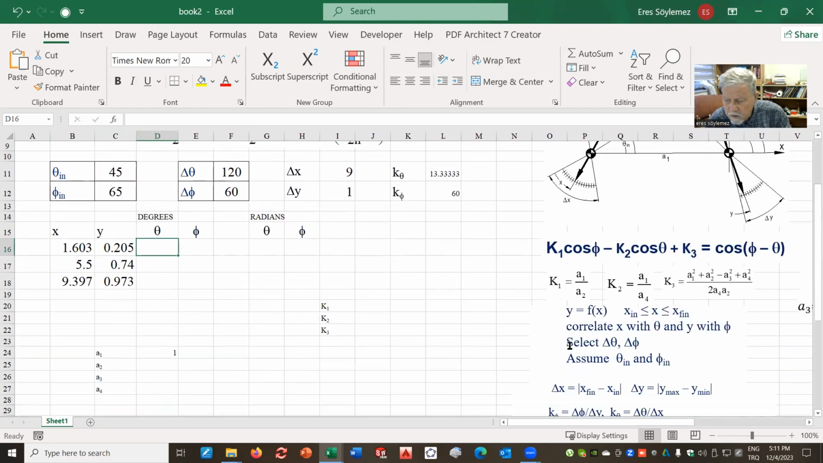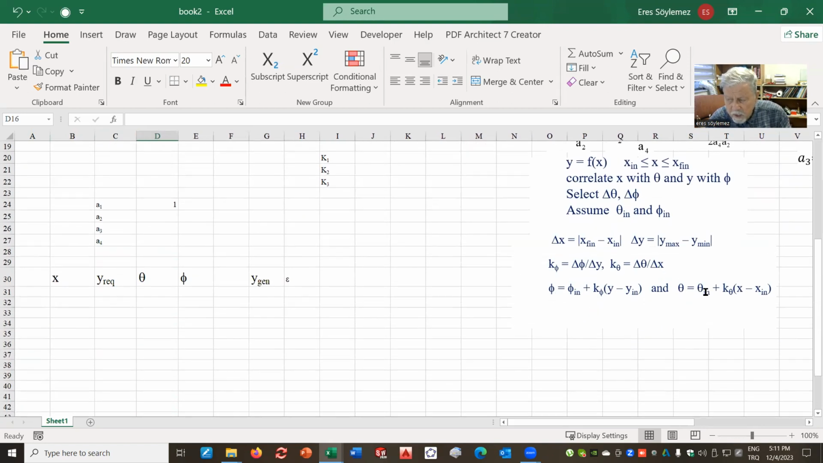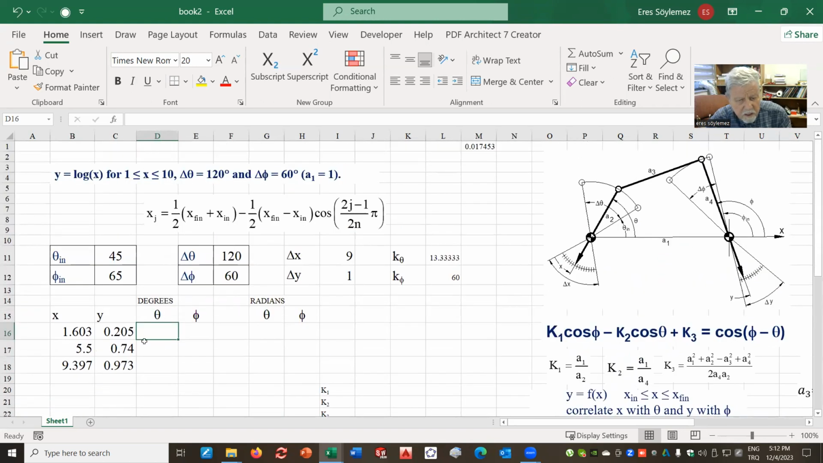Theta, remember this formula? Theta initial plus k phi, x minus x initial. It will be like this. Is equal to theta initial. I'm going to copy this formula downward, so I would like to keep theta initial the same for all those cases. So I will type F4. You'll see the dollar sign. This will fix that cell. Okay.